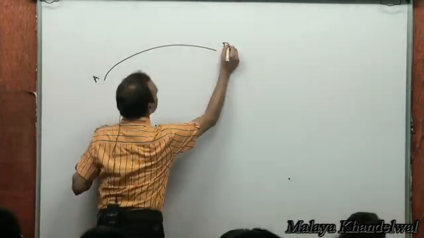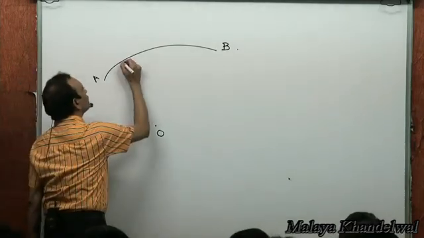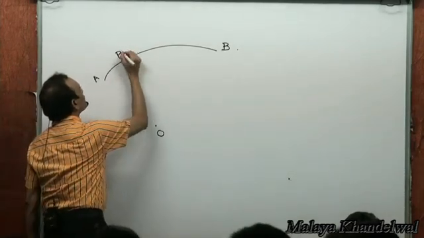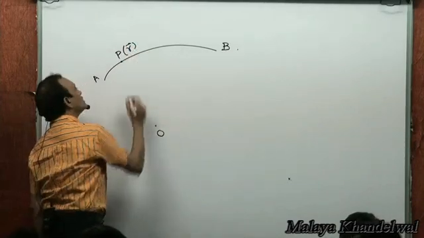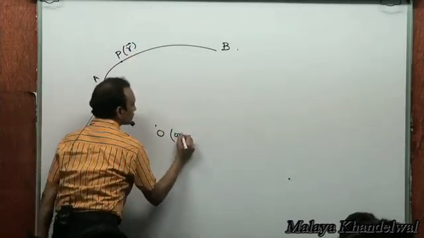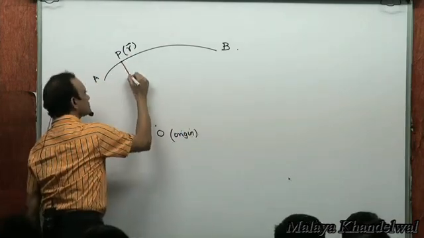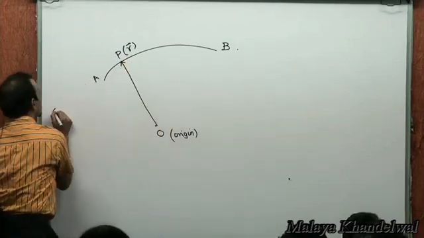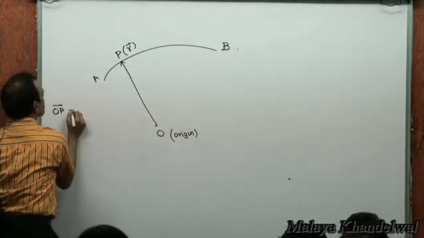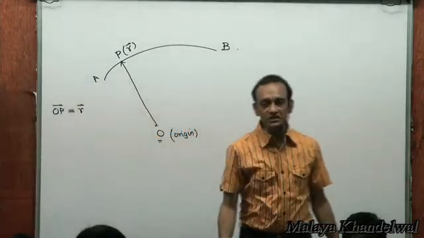AB is the curve. Now, if there is a point P with position vector r on this curve, it means if O is the origin, what it means is that OP is the vector r. OP is the vector r, position vector of the point P as seen by O. That's what it means, isn't it?